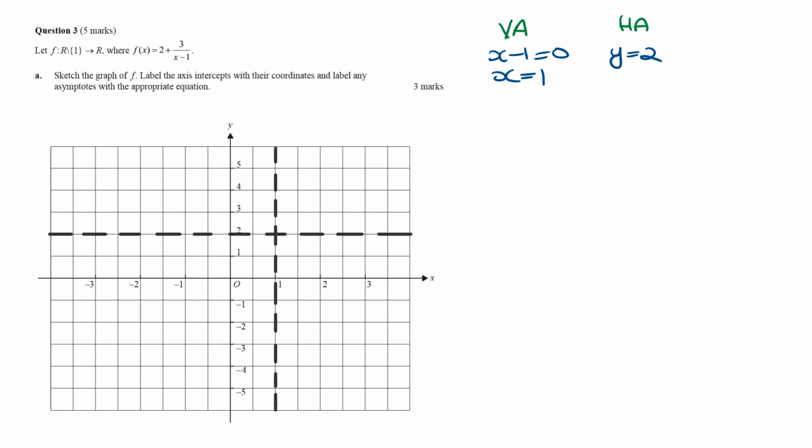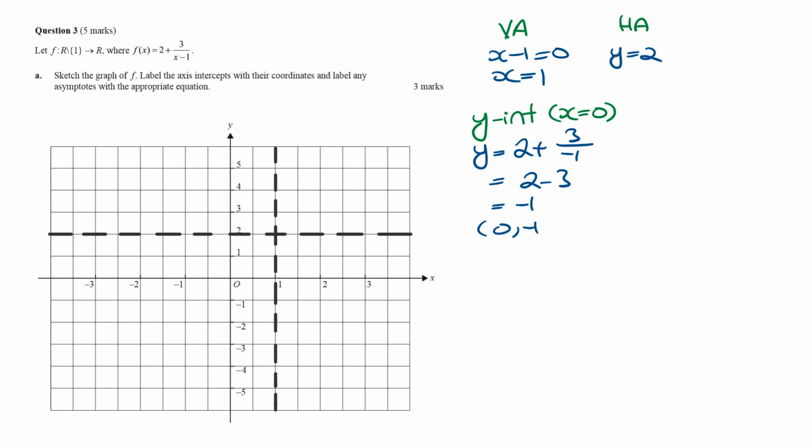Next, we need to calculate the x and y-intercepts. The y-intercept is found when we let x is equal to 0. And so this is going to be y is equal to 2 plus 3 on minus 1, which is 2 minus 3, which is equal to minus 1. And so the coordinates of the y-intercept is going to be 0, minus 1.